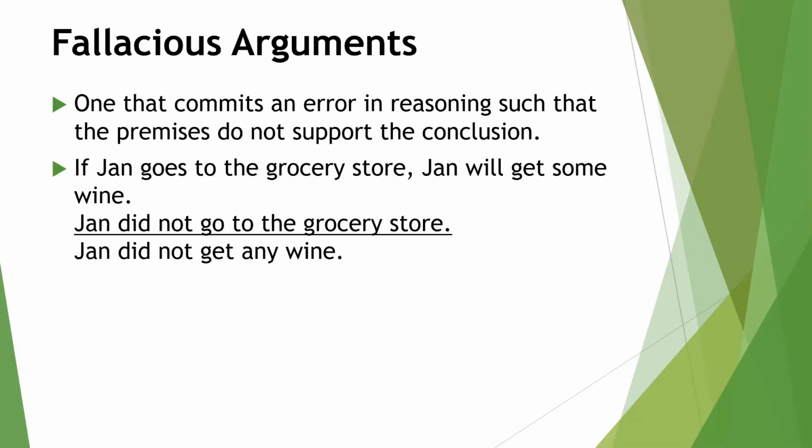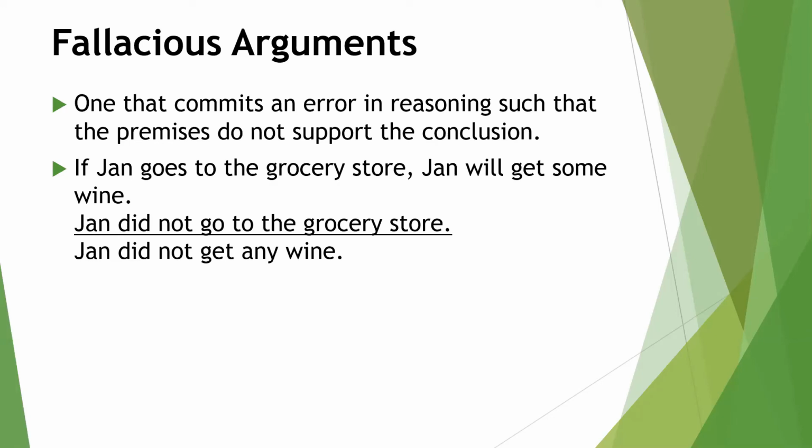So here's an example. It's set up kind of like a deductive argument would be set up. We have the if-then statement. If Jan goes to the grocery store, Jan will get some wine. And then the second premise, Jan did not go to the grocery store. From that, somebody concludes Jan did not get any wine. Well, this is mistaken. Those premises do not give you reason to draw that conclusion.